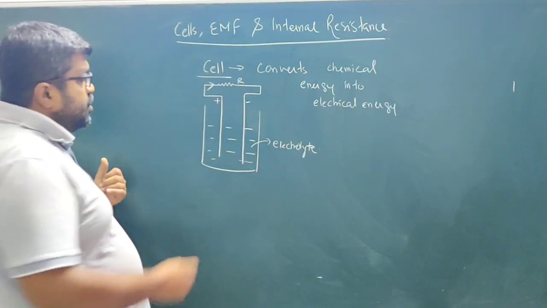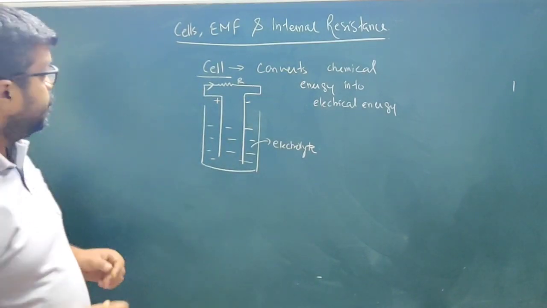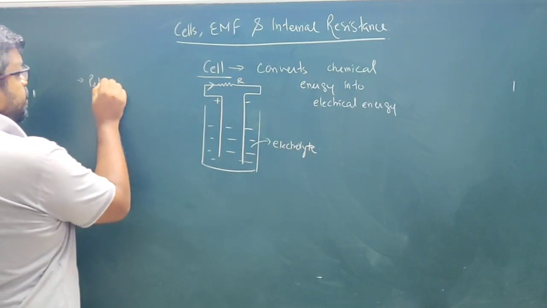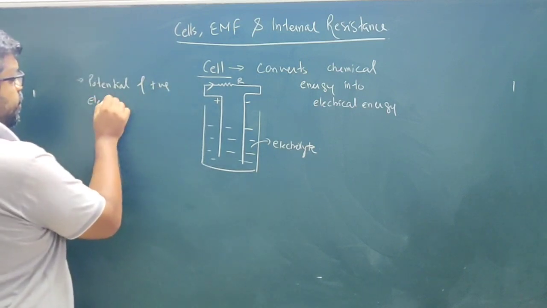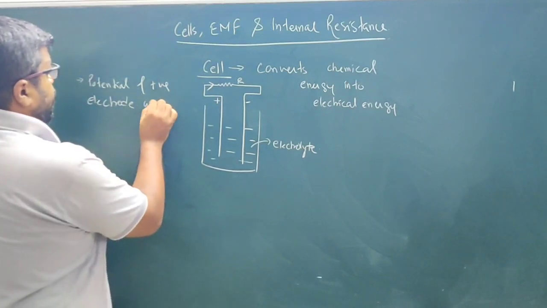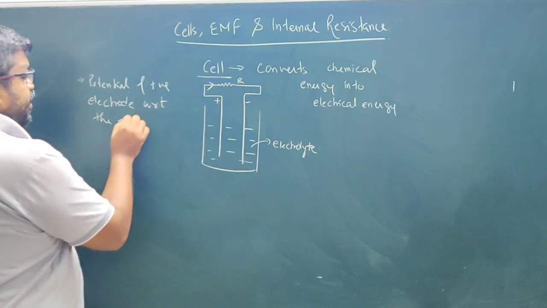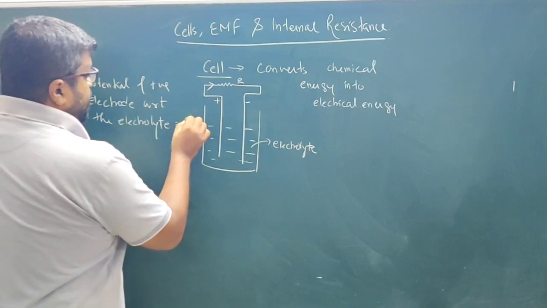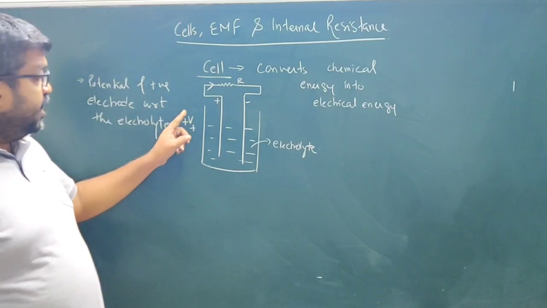Now suppose this electrode is the positive electrode and this is the electrolyte. So the potential of this positive electrode with reference to the electrolyte, suppose it is positive, V plus.